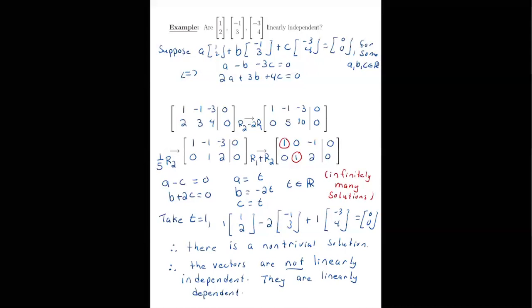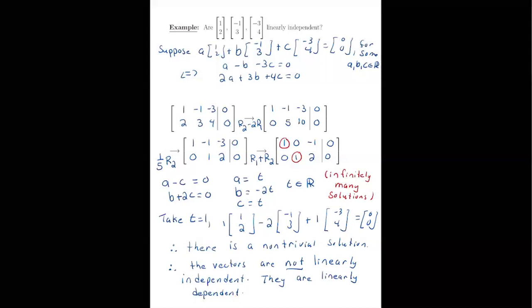So that's how we can check using the definition whether or not a set of vectors are linearly independent. We set up a linear combination of those vectors equal to the 0 vector. If we have only the trivial solution, then the vectors are linearly independent. But if we have a non-trivial solution, then those vectors are linearly dependent.